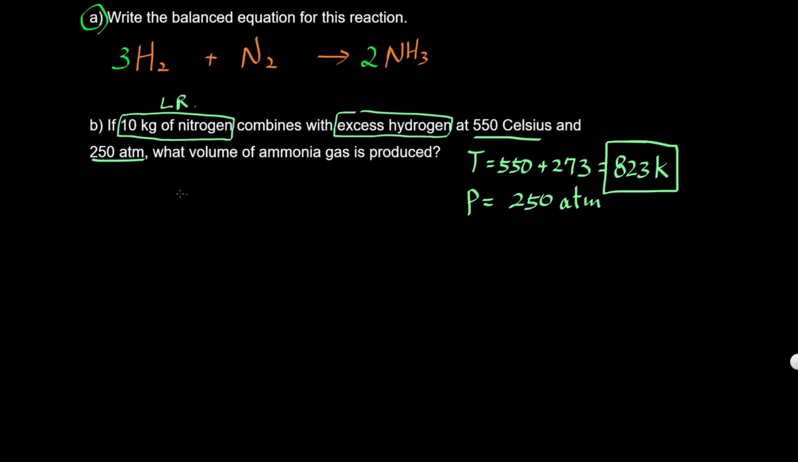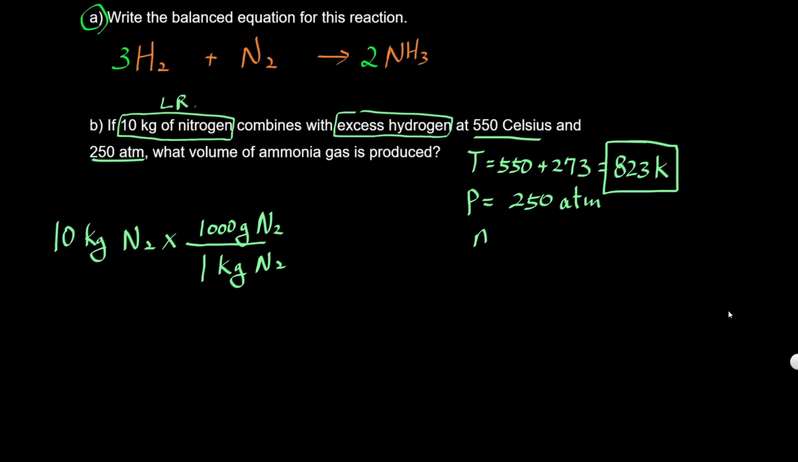And then kg, I don't like kg, so we need to change it. So 10 kg of nitrogen gas. We don't need that, we need grams. In 1 kg, there's 1000 grams. Why are we doing this? We need the number of moles. Remember, these are gas problems, so we're using PV equals nRT, the ideal gas law here.